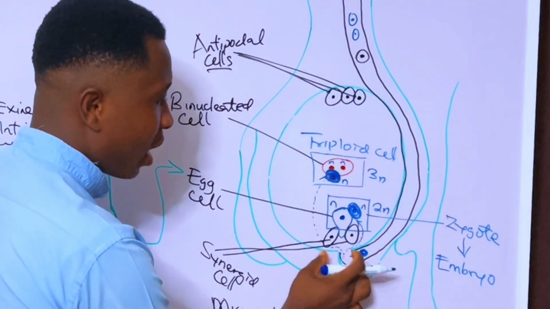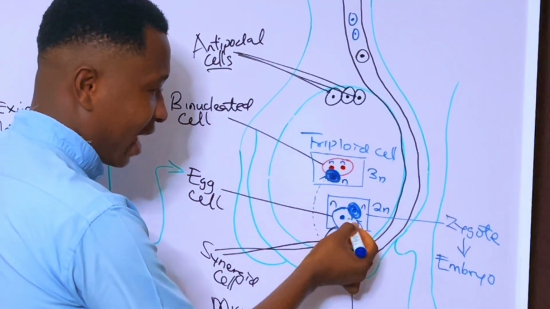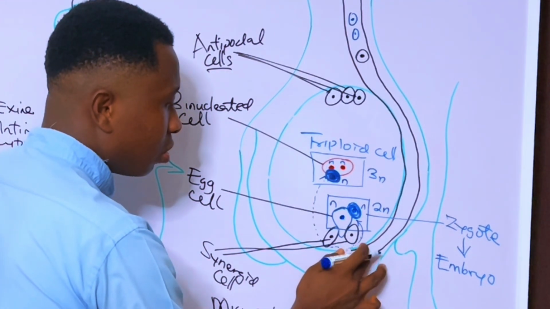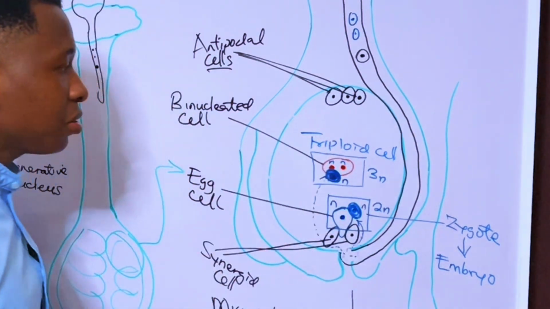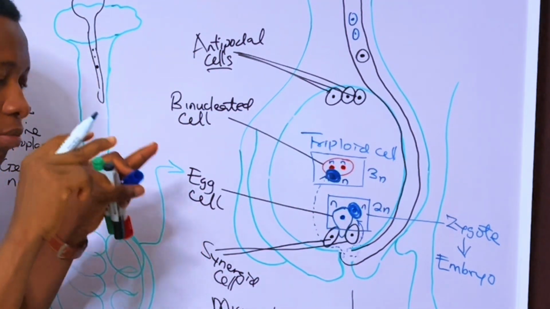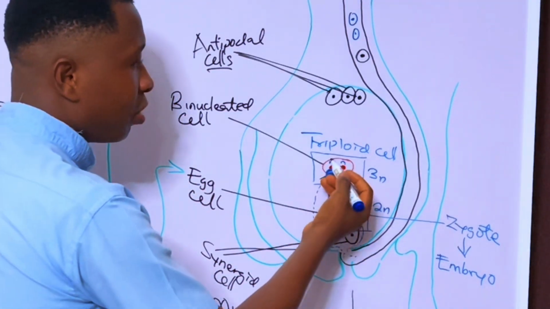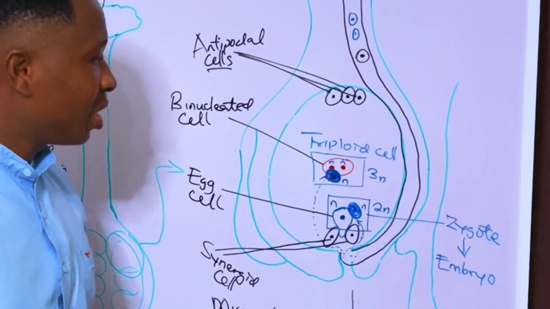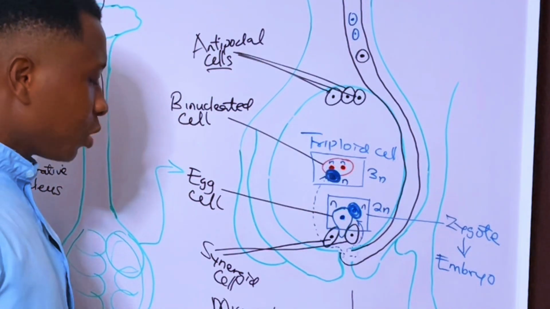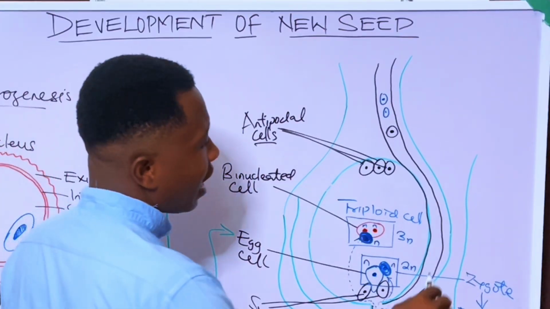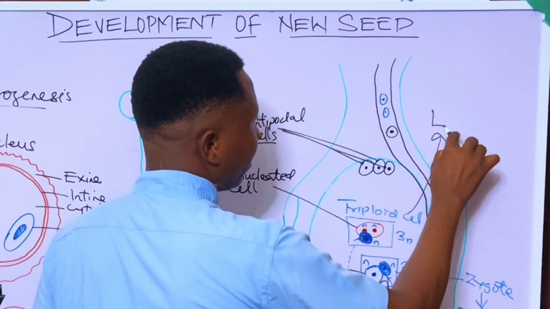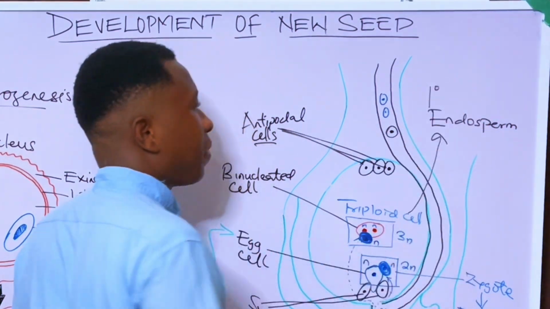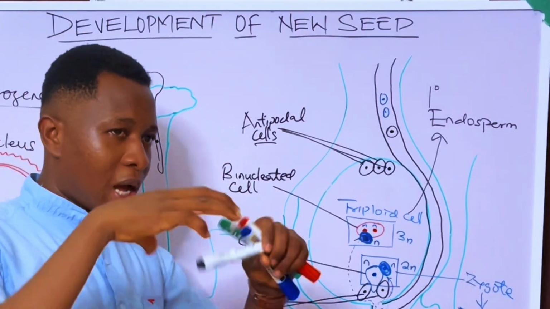The first fertilization happens when the first nucleus fertilizes the egg, giving rise to the zygote, which develops to the embryo. The second nucleus moves to the central cell, or the binucleated cell, and fertilizes it, giving us a triploid cell, which is 3N. Remember I said that the zygote develops to form the embryo. Meanwhile, the triploid cell develops to form what we call the endosperm, or the primary endosperm.